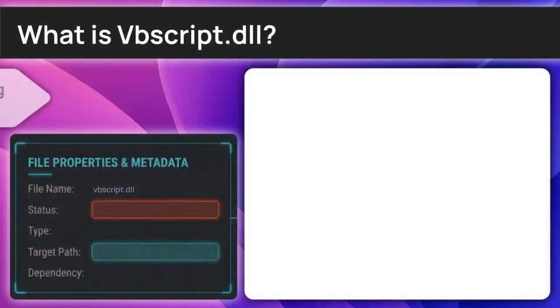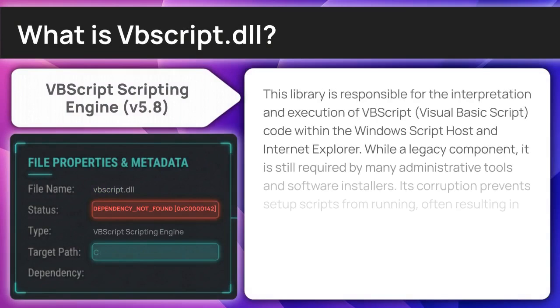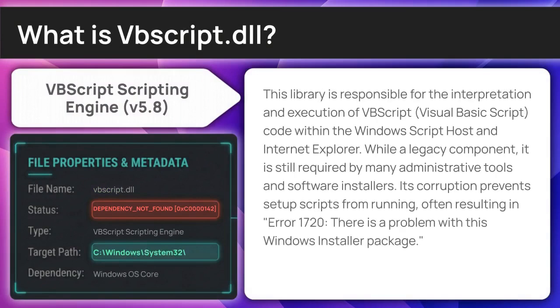This is the VBScript Engine. This library is responsible for the interpretation and execution of VBScript, Visual Basic Script code, within the Windows Script Host and Internet Explorer. While a legacy component, it is still required by many administrative tools and software installers. Its corruption prevents setup scripts from running, often resulting in error 1720. There is a problem with this Windows Installer package.